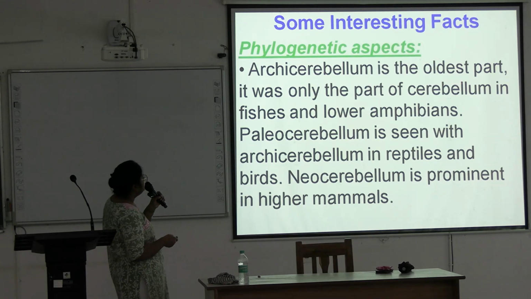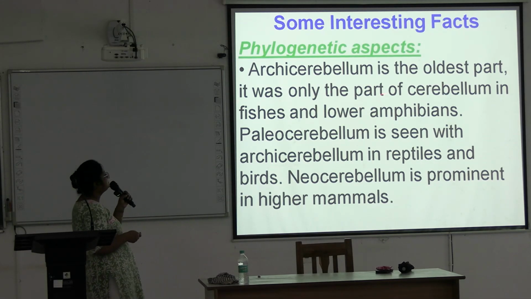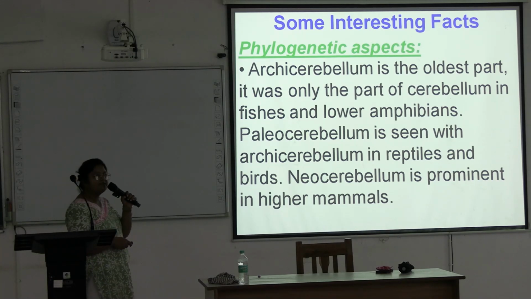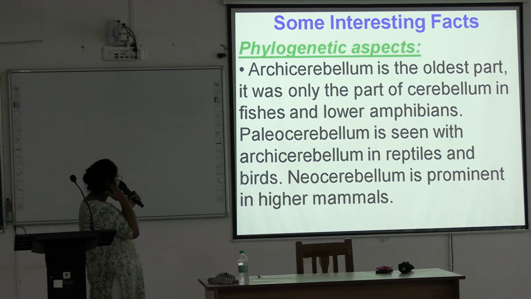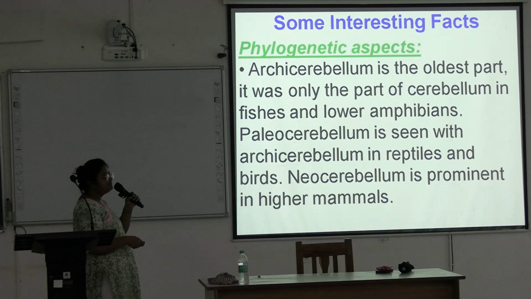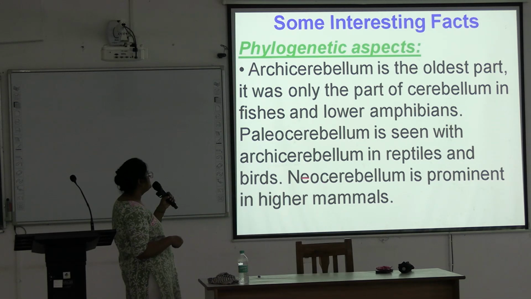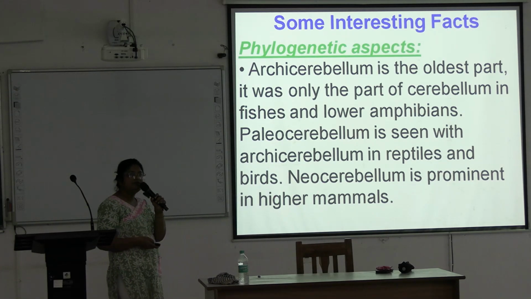So the archicerebellum is the oldest part, and it was the only part of the cerebellum in fishes and lower amphibians. They have only the archicerebellum. The paleocerebellum is seen along with the archicerebellum in reptiles and birds, and the neocerebellum is prominent in the higher mammals. Okay.